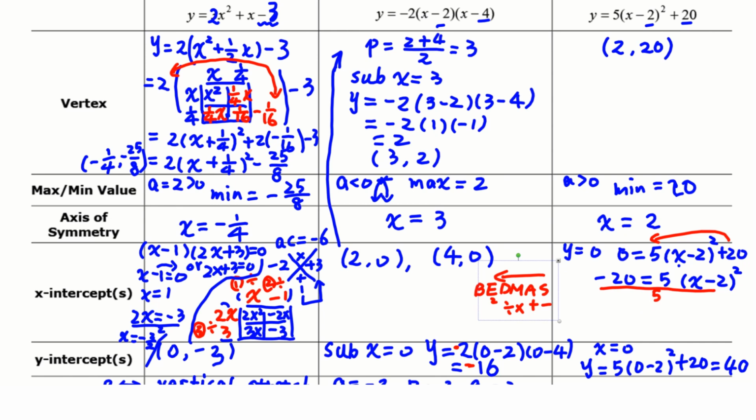So we have -4 equals (x minus 2) squared. Then we do the exponent. Squared's opposite will be square root. Then you will have undefined. Square root of -4 doesn't exist, so it means no x-intercept.